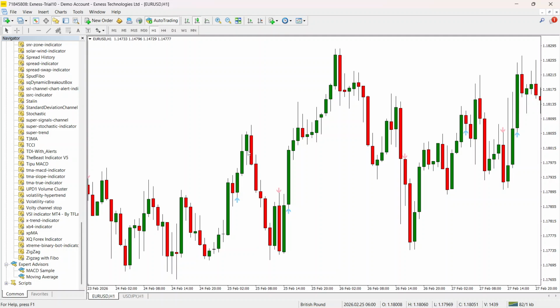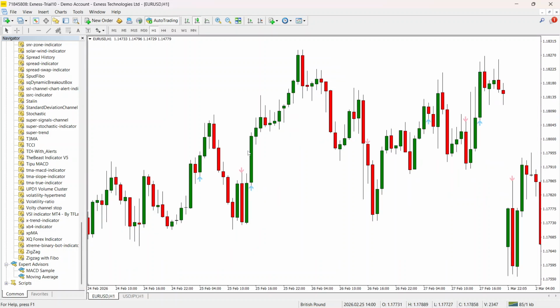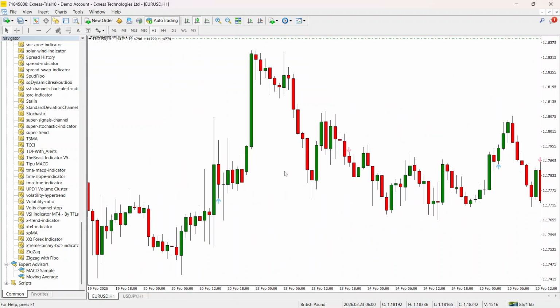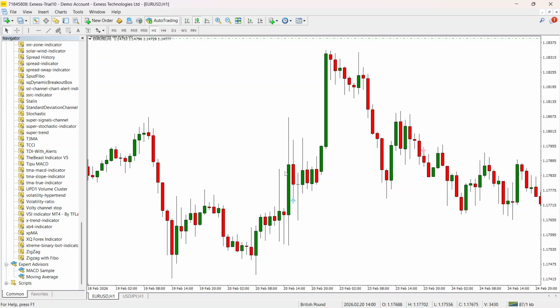It's not guaranteed to be accurate in all market conditions and can give false signals in sideways or extremely volatile markets, so it must be combined with risk management and other analysis. You can apply this indicator on multiple markets and timeframes, including Forex, indices, commodities, and cryptocurrencies.